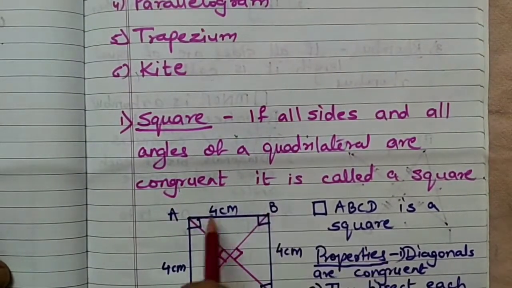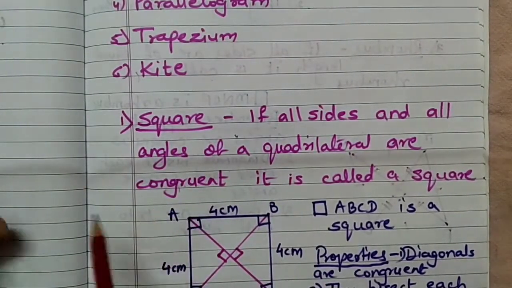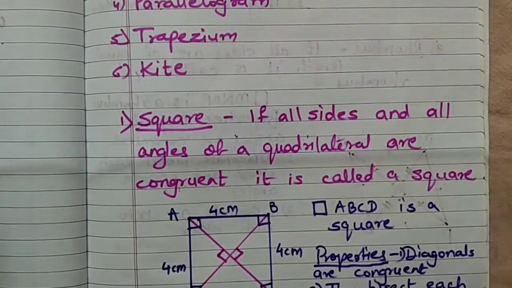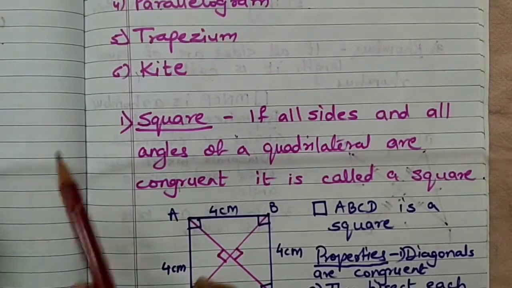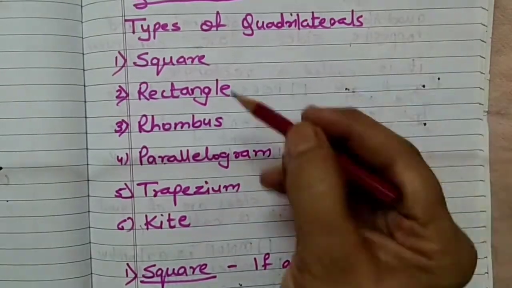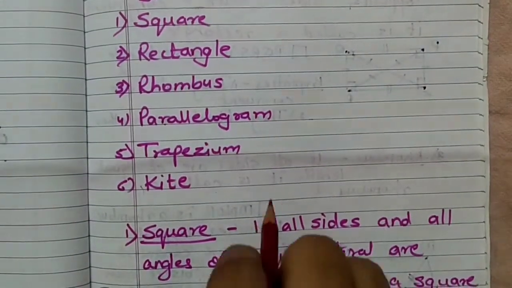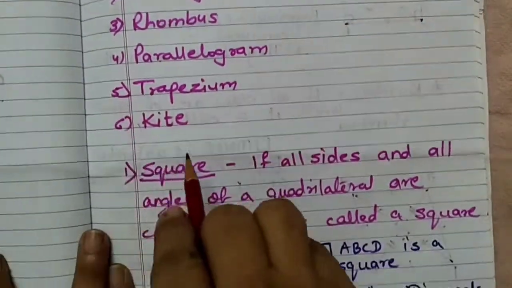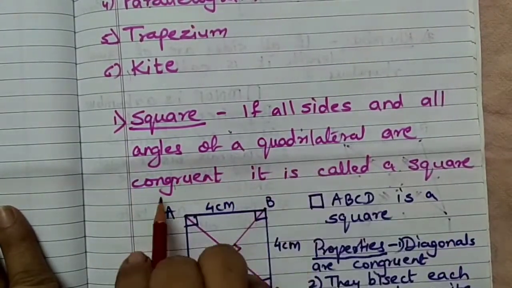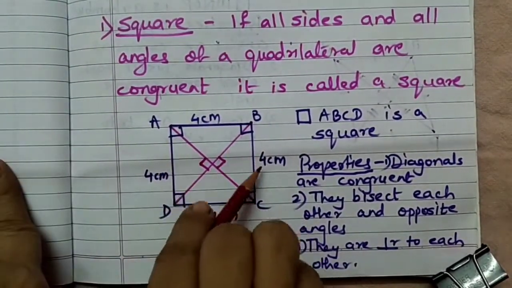Now all the quadrilaterals, as I have explained, what is a quadrilateral? It is a closed four-sided figure. It has 4 angles and 4 sides. So that is common to all the quadrilaterals. Quadri means 4 and lateral means side. So it has 4 sides and 4 angles. That is common to all. Now if all the 4 sides and all the 4 angles are congruent, then it is called a square. Here I have drawn a square with the help of a scale.